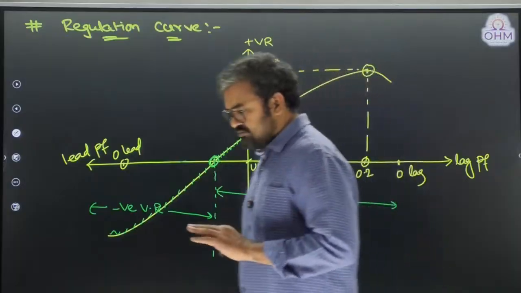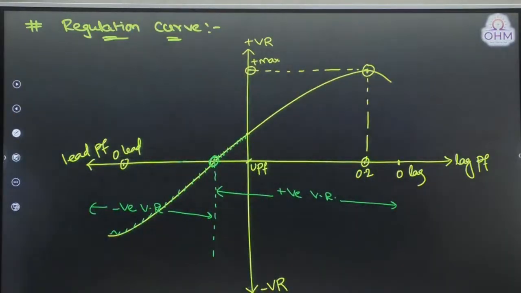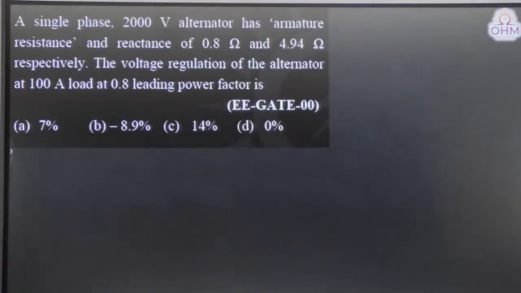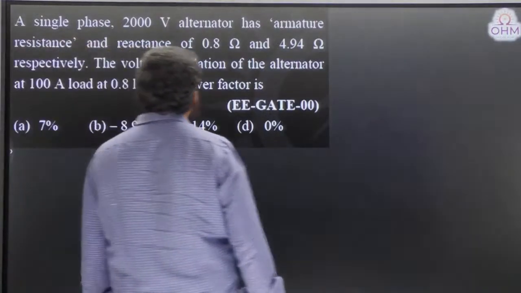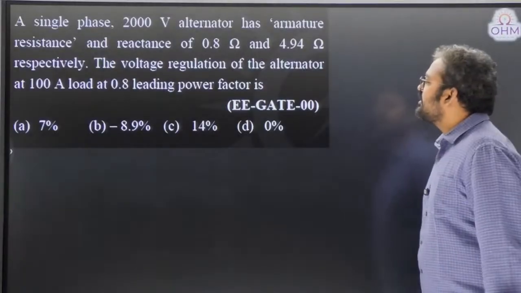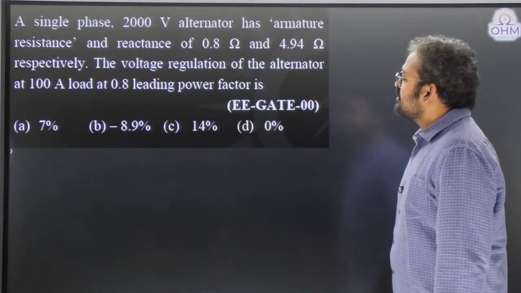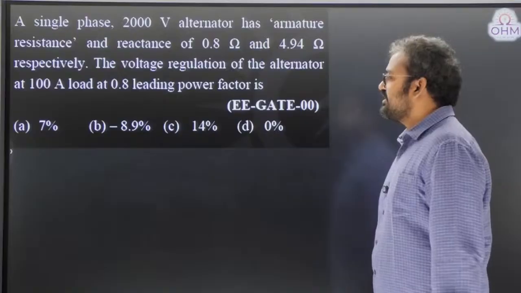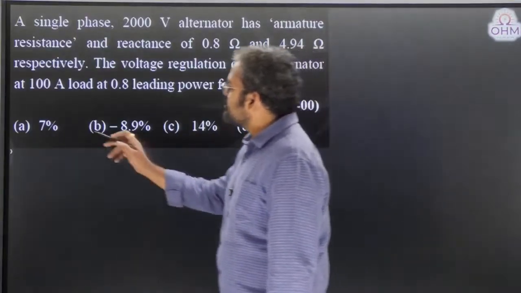Now what we will do is try to answer a simple question related to voltage regulation of an alternator. Let's look at this problem. A single phase 2000 volt alternator has armature resistance and reactance of 0.8 ohm and 4.94 ohm respectively. The voltage regulation of the alternator at 100 ampere load at 0.8 leading power factor is how much? See, the question is about a single phase.